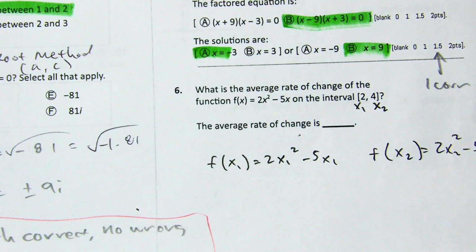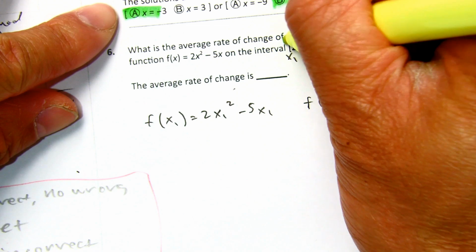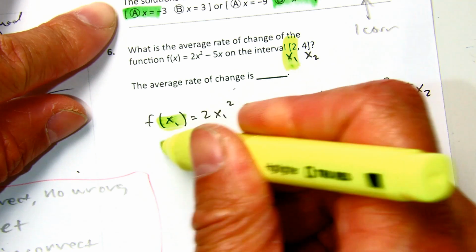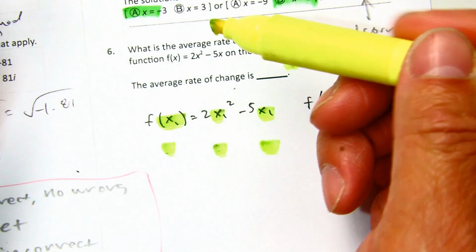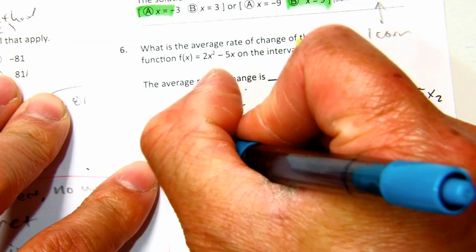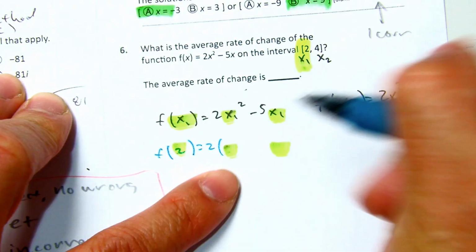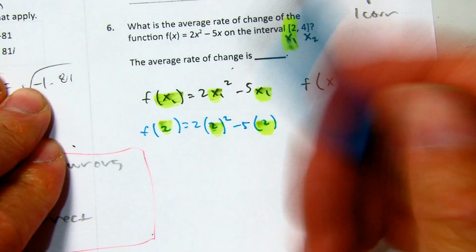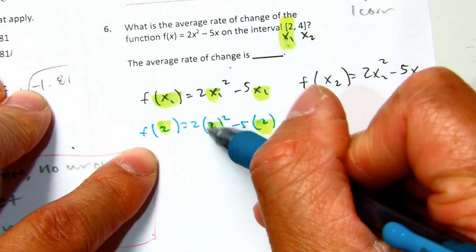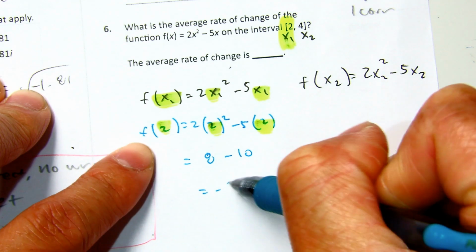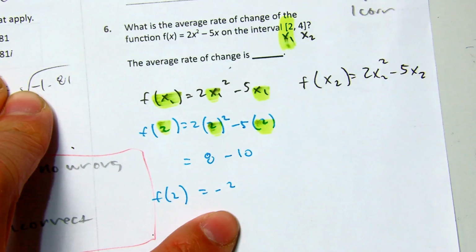Okay, so in this problem, I'm evaluating separately. So every time I see x, we're going to put in a 2. F of 2 equals 2 times 2 squared minus 5 times 2. PEMDAS, so that would be 4. 4 times 2 is 8. 8 minus 5 times 2 is 10, so this would become negative 2. F of 2 equals negative 2.